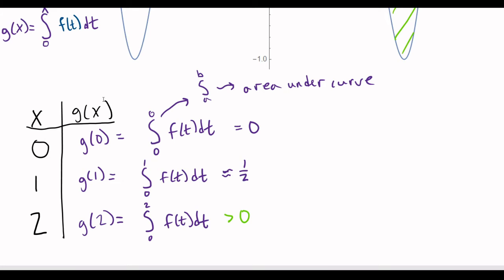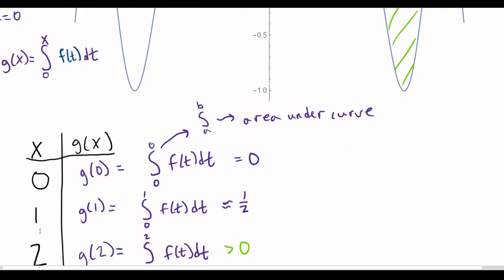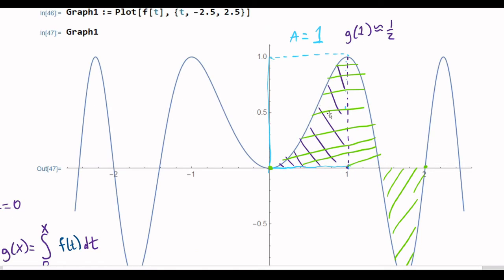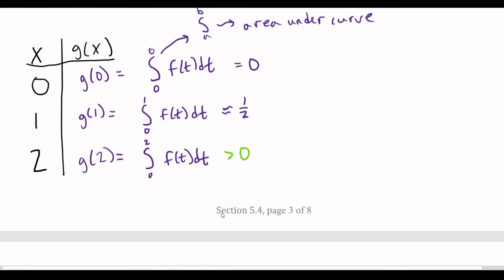We could learn about a function just using derivatives. G is a function, so I should be able to learn all those things just by looking at derivatives. We're going to be able to do that. But first we need to start with, how do I even calculate g of 0, g of 1, g of 2? I look at areas under this curve, f of t here. That's one section of problems I'm going to have you do some practice on, which you'll see down here.